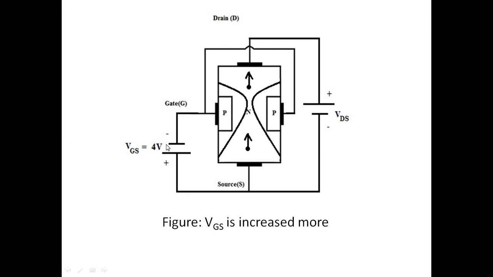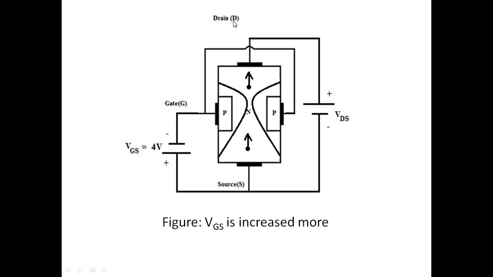See this case. Previously, the VGS value applied was 1 volt. Now here the VGS value applied is 4 volts. As a result, the channel width has reduced. If the channel width has reduced, the number of charge carriers that can cross the channel is reduced. Whenever the number of charge carriers moving from the source to the drain is reduced, certainly the drain current also reduces.